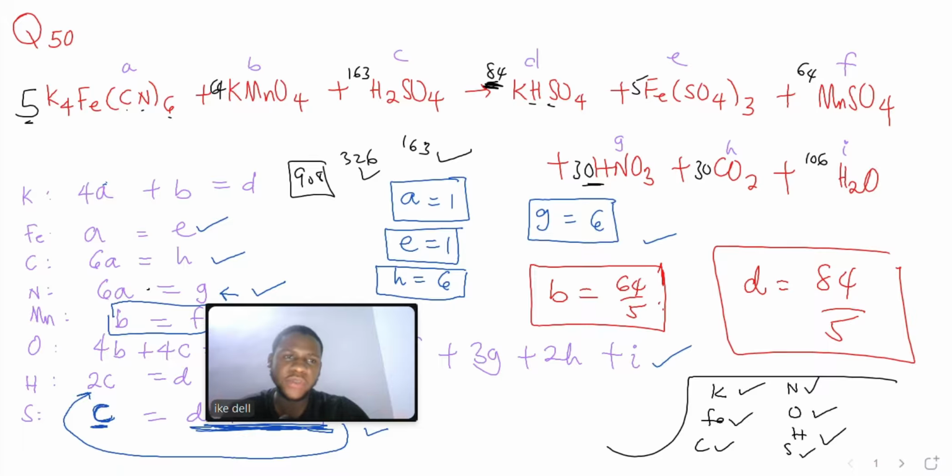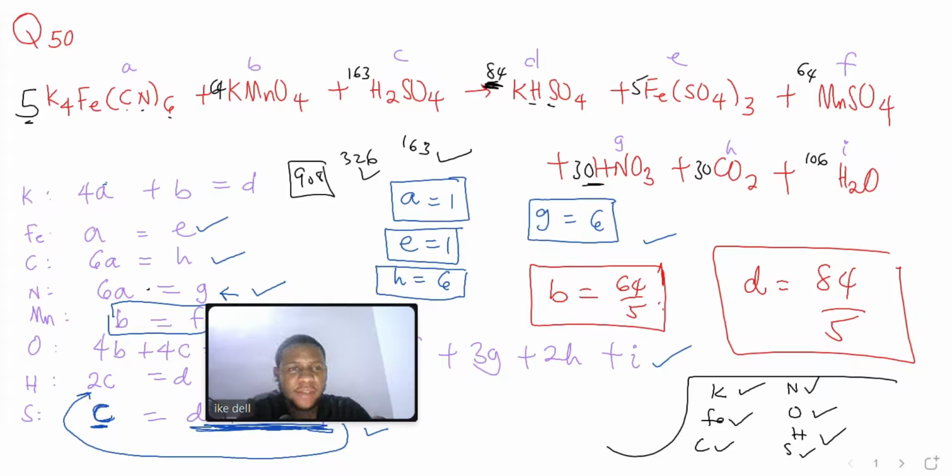So that means that this whole thing is balanced and is actually this way: 5, 4, 64, 163, 84, 5 and 64 and 30 and 30 and 106. So these are the actual numbers that would make that valid. Alright, so with this the whole thing is balanced, and these are the answers, the necessary coefficients to make it balanced.